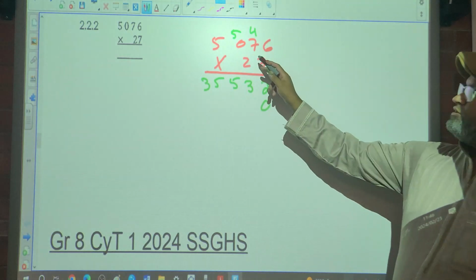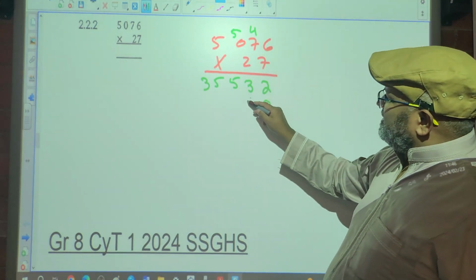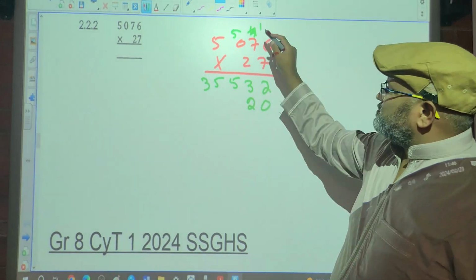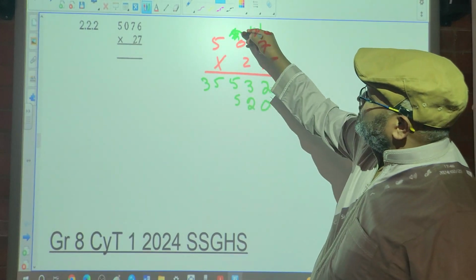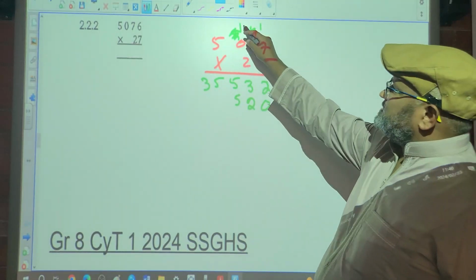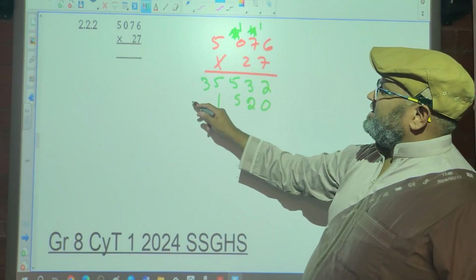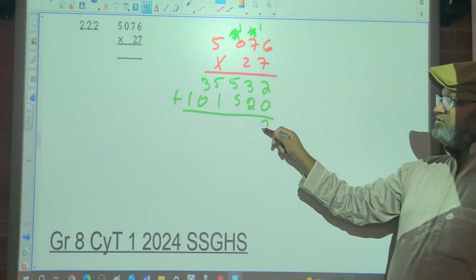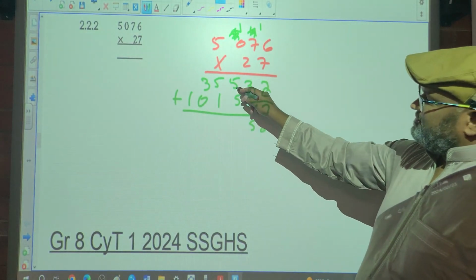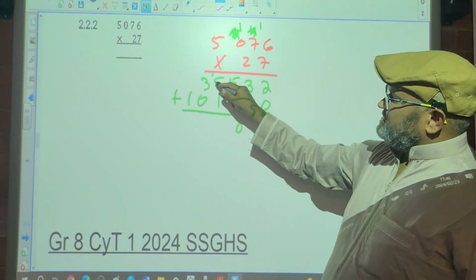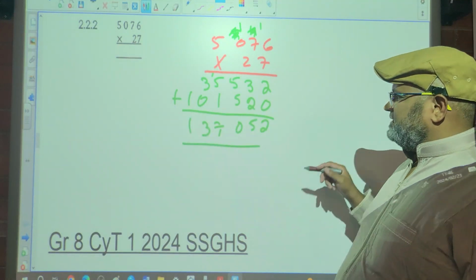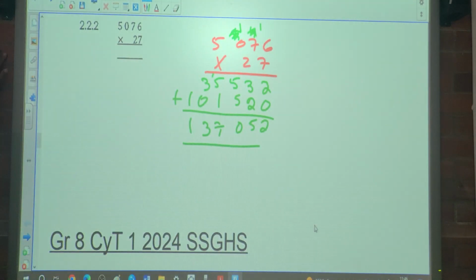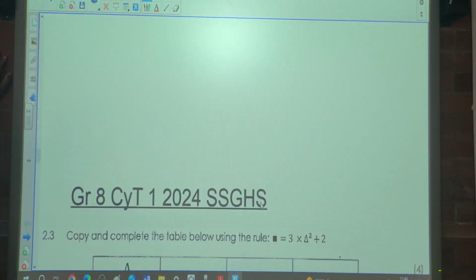Correct? 2 multiplied by 6 is 12. Carry 1. 2 multiplied by 7 is 14 plus 1 is 15. Carry 1. 2 times 0 plus 1. 2 times 5 is 10. Now we must add. 2 plus 0 is 2. 5. 10. Carry 1. 7. 3. 1. So 137,052 is the solution we are looking for.